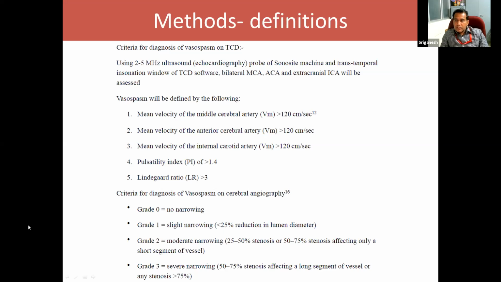So, definitions, as I mentioned earlier, vasospasm. Now, vasospasm should be defined very clearly. So I'm defining it here as mean velocities more than 120 for middle cerebral, anterior cerebral, internal cerebral artery, pulsatility index of more than 1.4, Lindegaard ratio of 3, criteria for diagnosis of angiography. So I have mentioned it. What is slight narrowing, moderate narrowing, and severe narrowing. So if these are well defined, then there is no confusion among the researchers, especially if multiple researchers are involved.